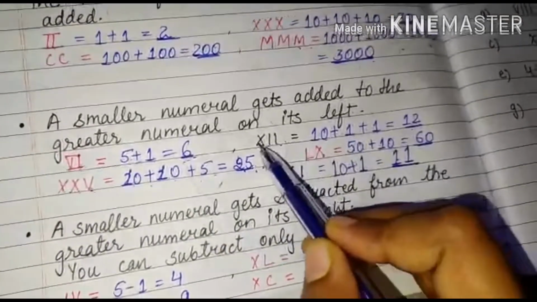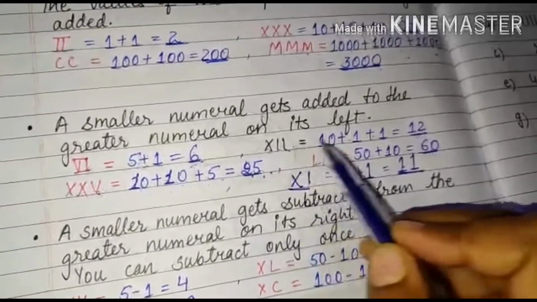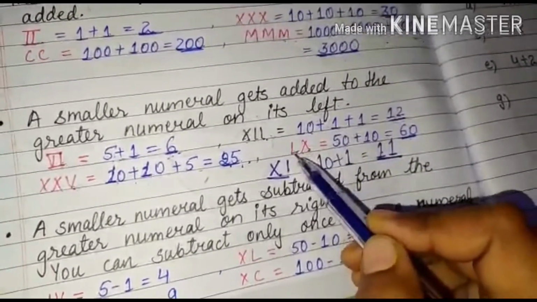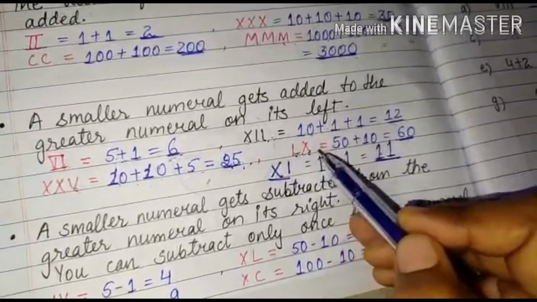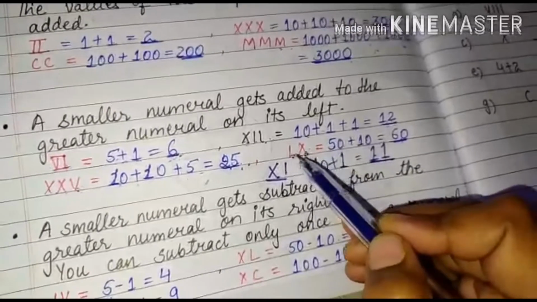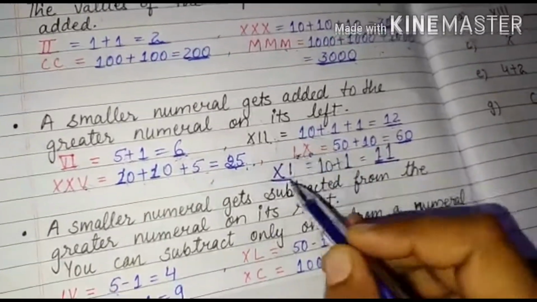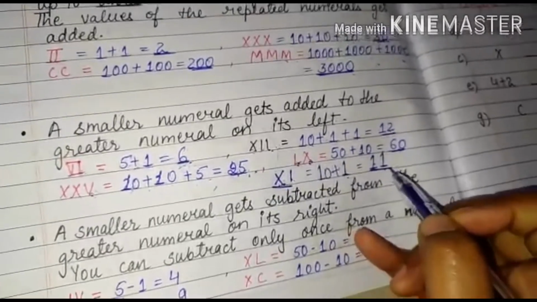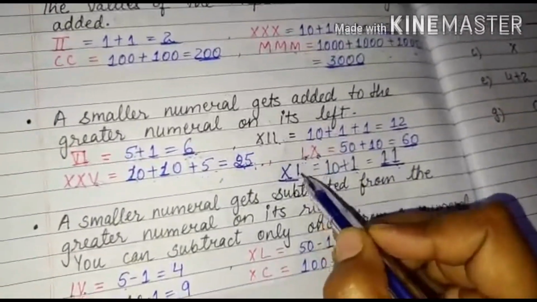XII, X 10, I 1. So we'll add all the numbers and get 12. LX. L is 50 and X is 10. So 50 plus 10, that is 60. Because I am using X to the right of the greater numeral L. XI. X is 10 plus 1 is 11. So 11 is written XI.